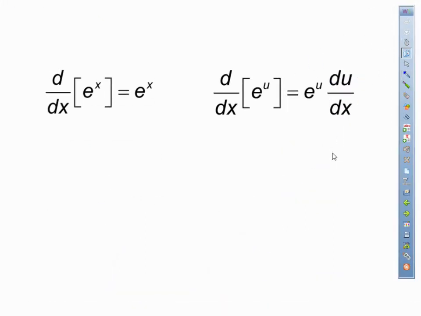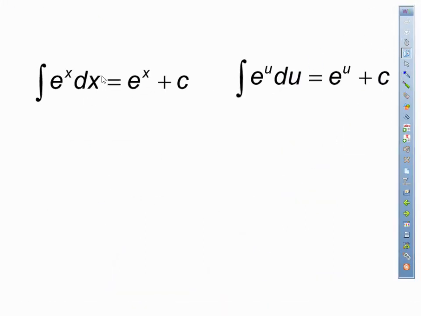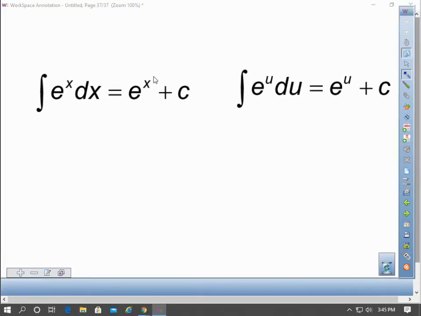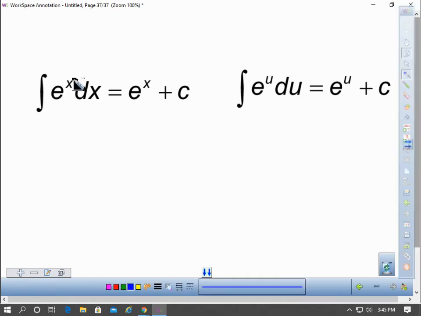What's new in this lesson is integrating. Since e is its own derivative, it makes sense that the integral of e is also e. So the integral of e to the x is e to the x plus c. And that's only when the exponent is an x. Now, what if your exponent is some other function? Then you're going to do a u substitution.